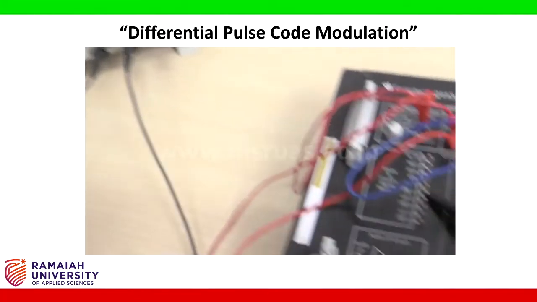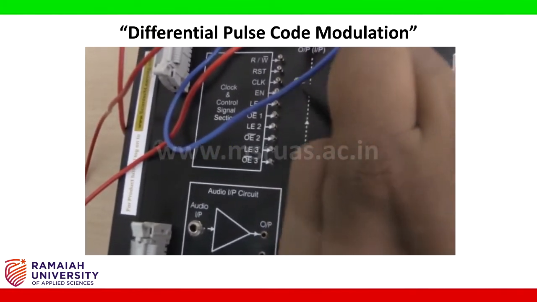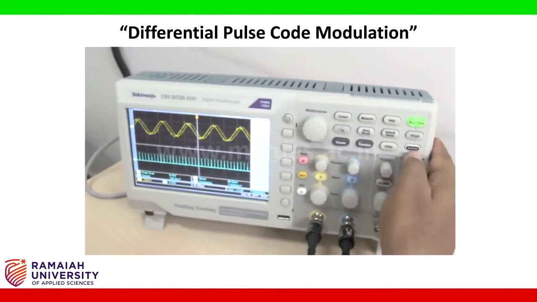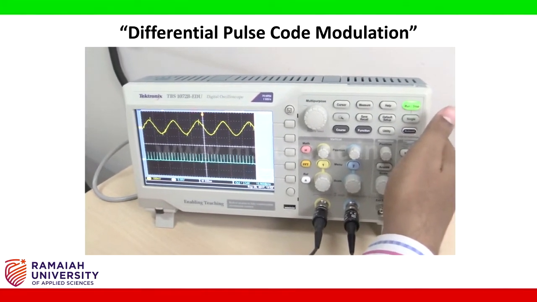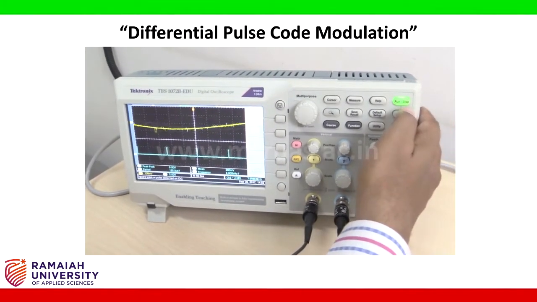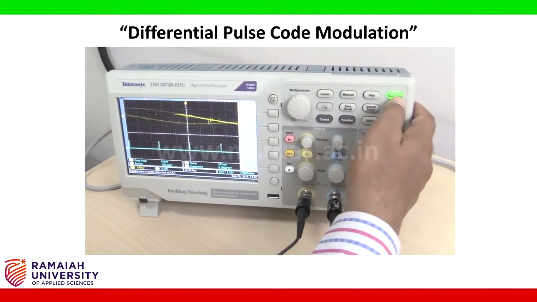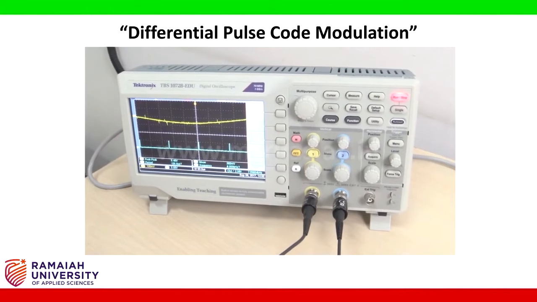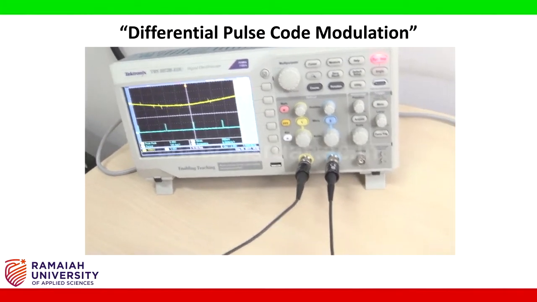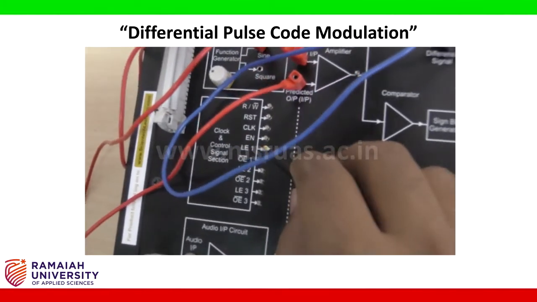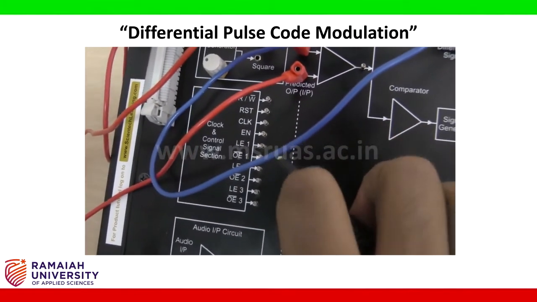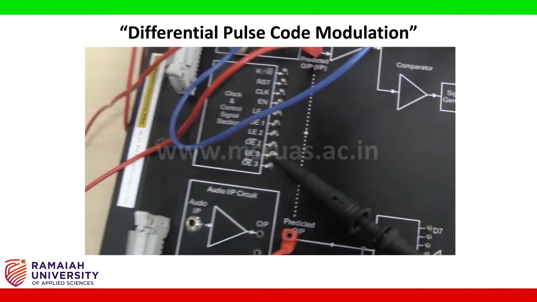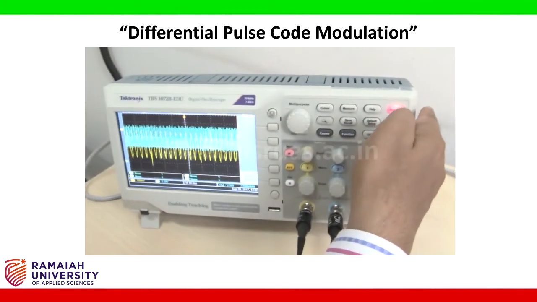Then I want to see LE, so again press the auto set and then run and stop. So you are able to see the LE signal. There are 3 LE signals, LE1, LE2 and LE3. These 3 signals we can observe.